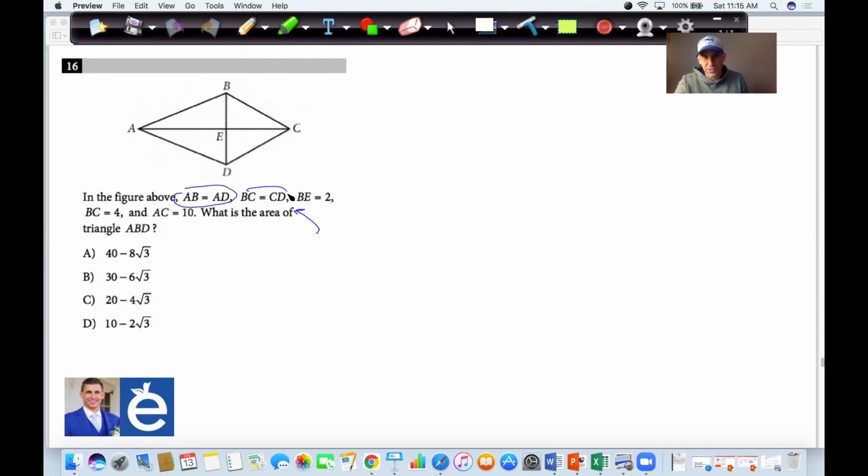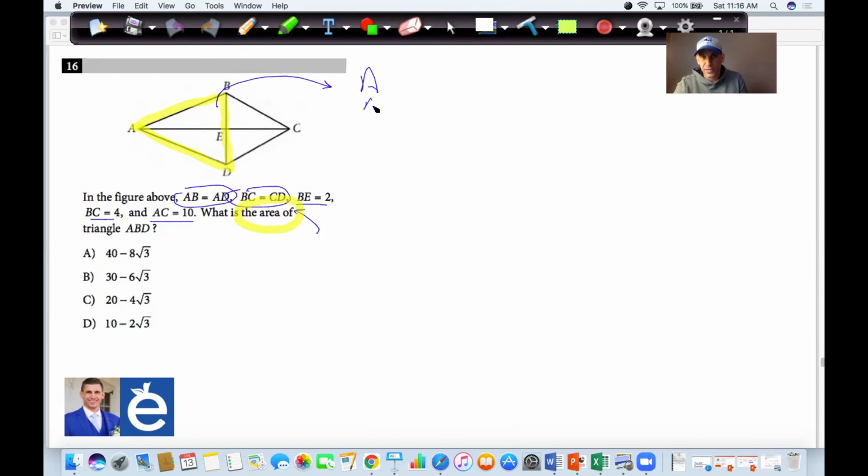BC is equal to CD, and it says BC equals 4, and AC equals 10, and then it says, what is the area of ABD? Well, the first thing I'm going to label is what they're looking for. So here I have A, B, D, okay? And they want to know what the area is. So I should immediately register area of a triangle, right?